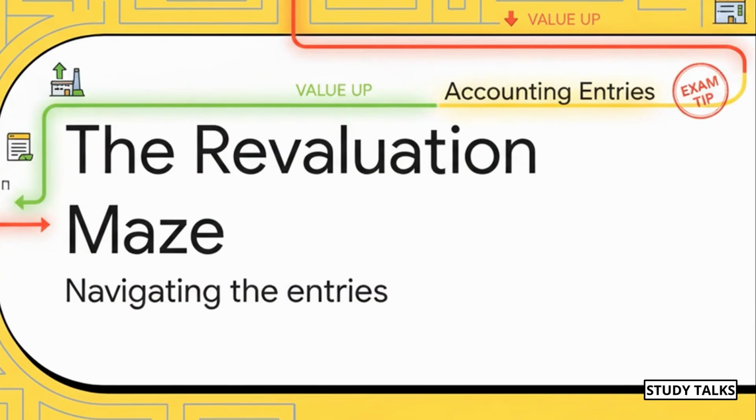Okay, so you've pulled the trigger. You're going to revalue a whole class of assets. Now what? Well, welcome to what I call the revaluation maze. This is all about navigating the accounting entries, which can get a little tricky depending on whether the asset's value has gone up or down.